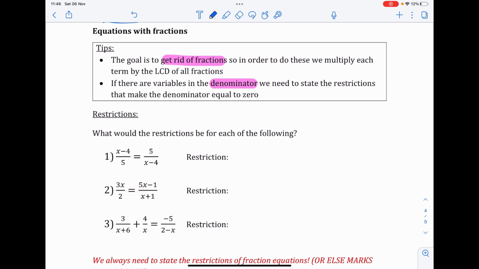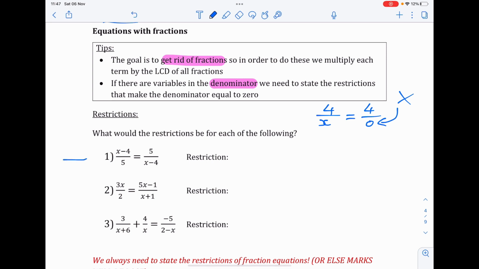So for example, if I have 4 over x, what makes this undefined is 4 over 0, if x is 0. Because if you put 4 over 0 in your calculator, it's going to give you an error message, because you can never have a 0 at the bottom of a fraction. So for these questions, if there's a variable in any of the denominators, we need to give the restriction as well. If you don't do this in a test, you might lose 1 mark per question. So it's always best to do this.